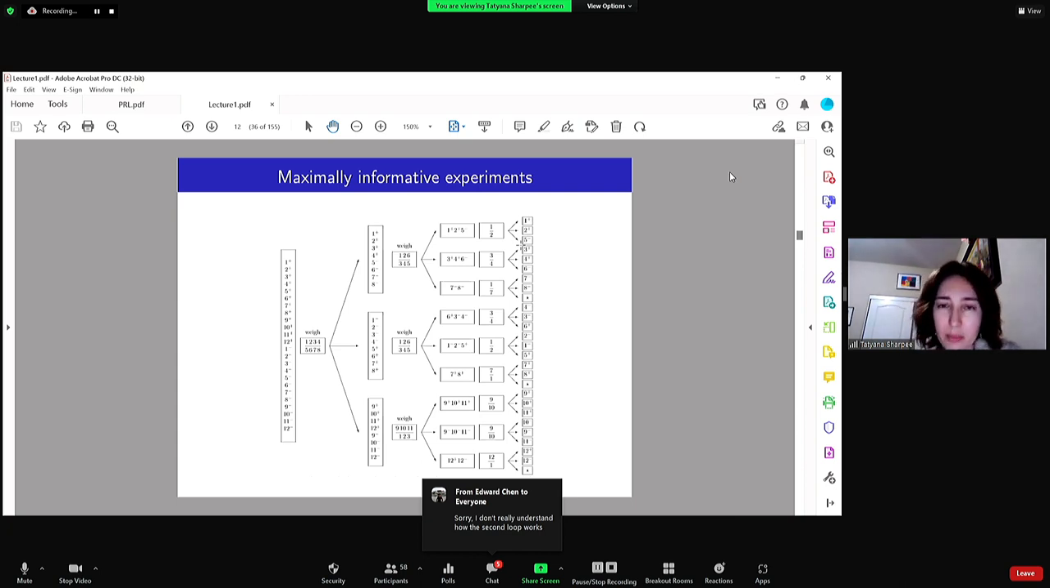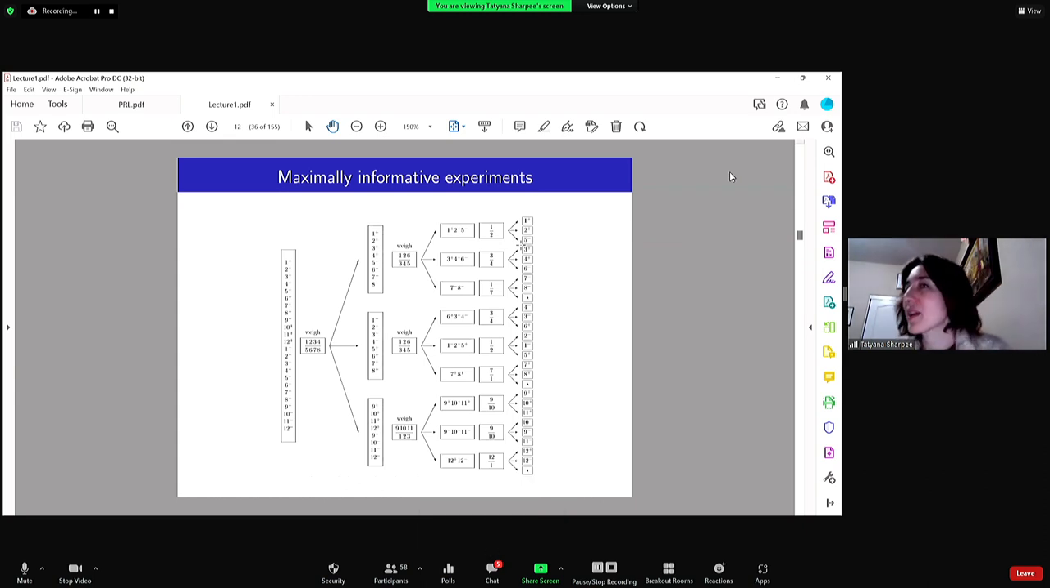Okay, so we can now compute. Oh, I guess I don't have a computation. So the claim is that in each stage we have set up to maximize information. So we can think about what the entropy is here. The entropy is 24, right?